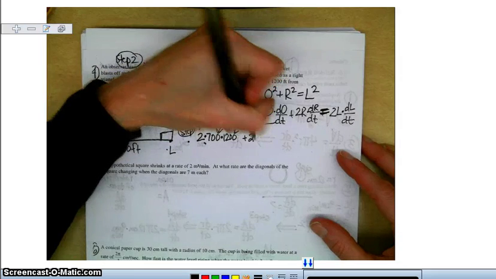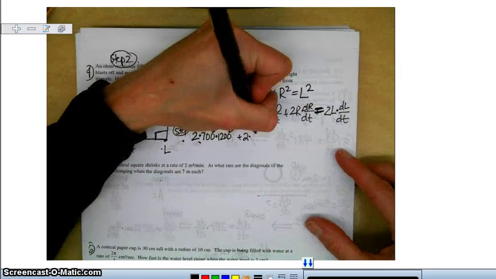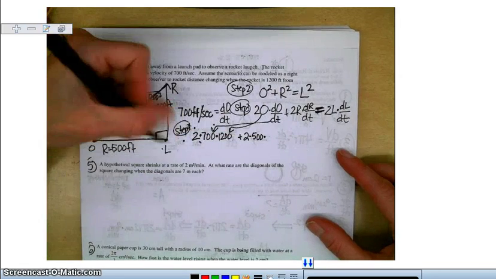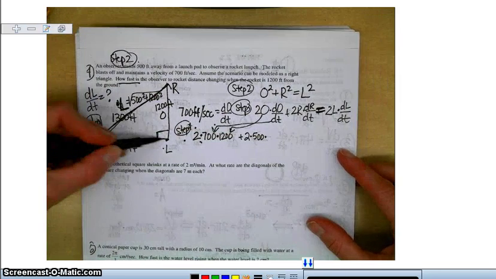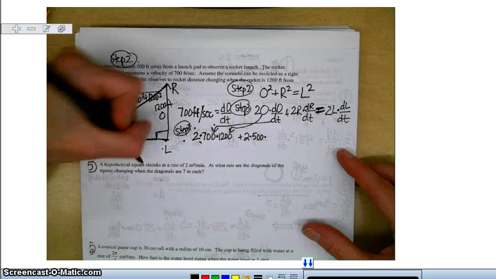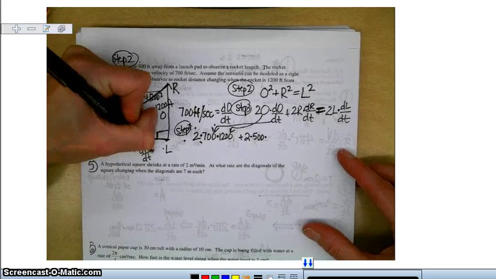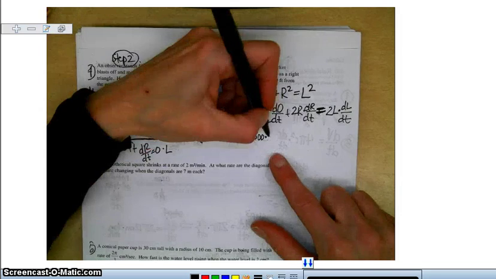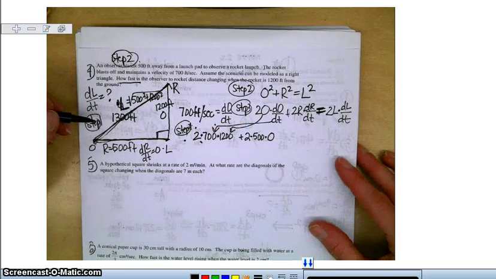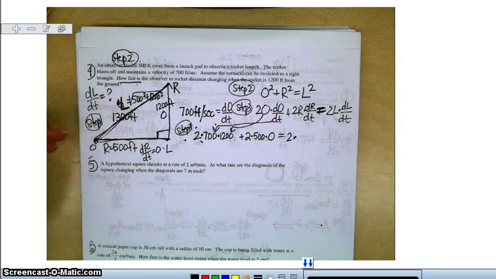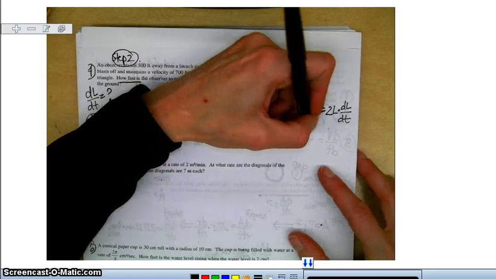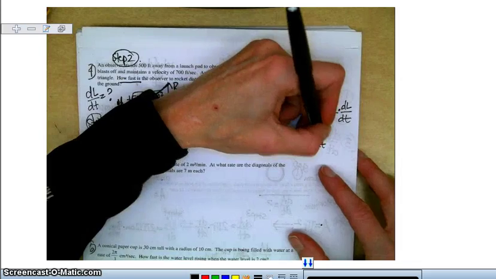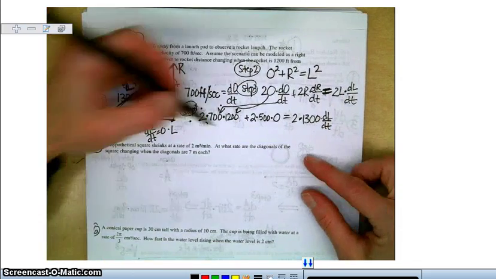Plus 2 times, what's R? 500. Now, how fast is this distance changing? It's not. This dR over dt is 0. Don't you stand in one spot, and is the launch pad going to move? No, it's really heavy. It takes a long time to move it, like weeks. Okay? So this dR over dt is 0. Equals 2 times, what's L? 1300 times dL over dt. Okay, so now, isn't that gone?